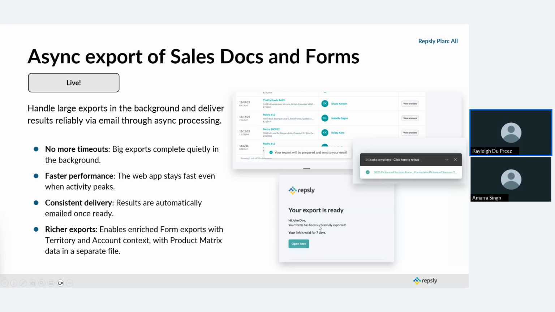Okay. So the reason for this is just ensuring that there are no more timeouts. You, of course, have consistent delivery and faster performance. And then you have your richer exports as well with the inclusion of the territory and account context.